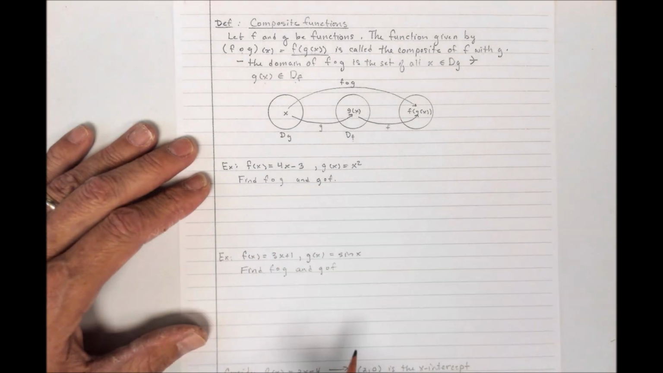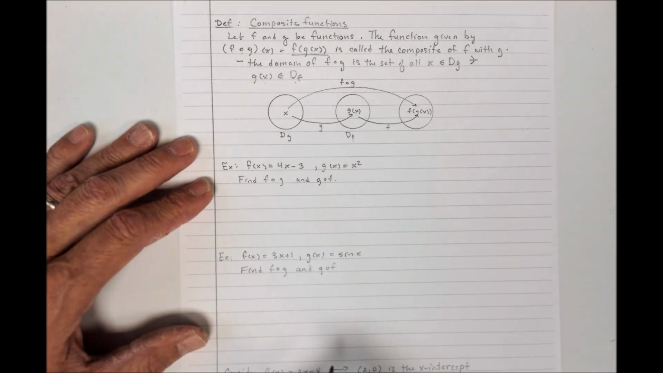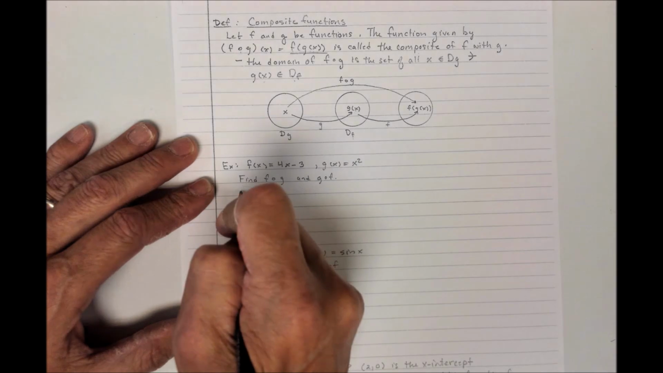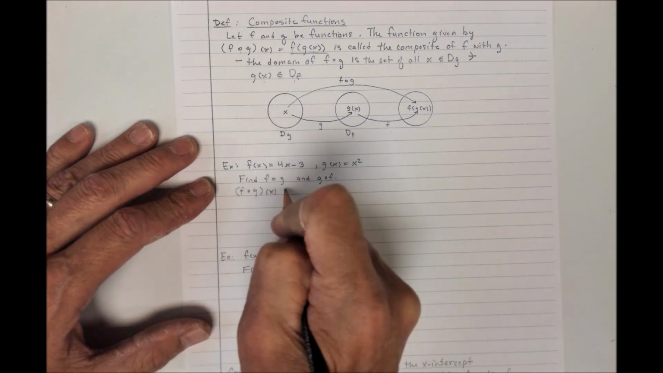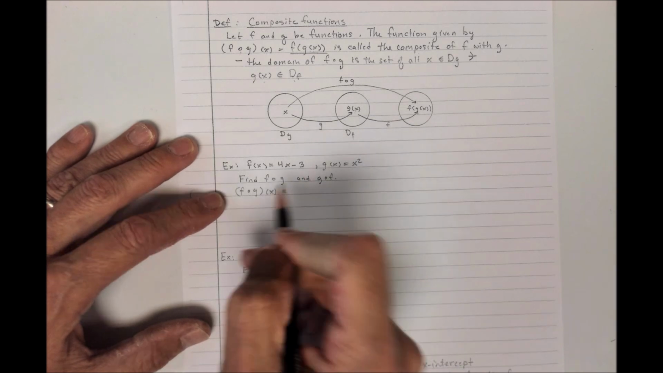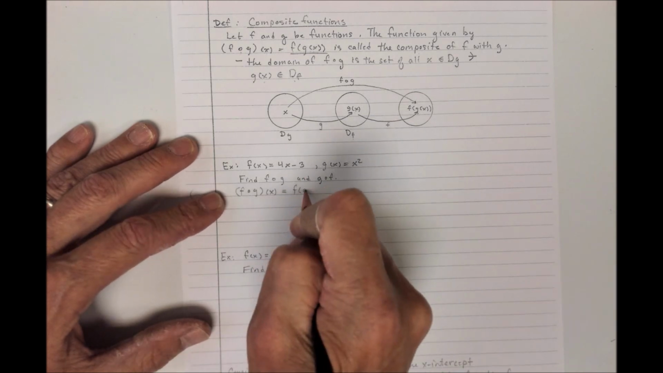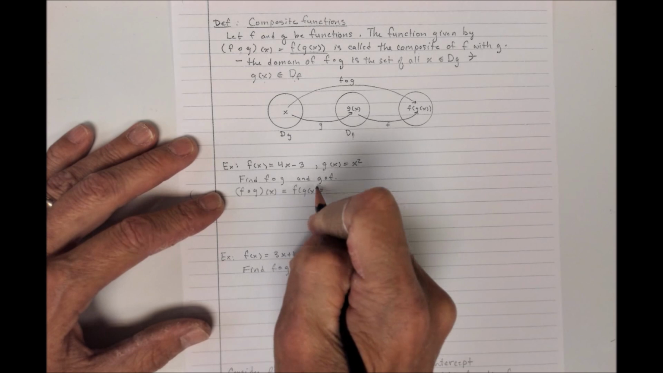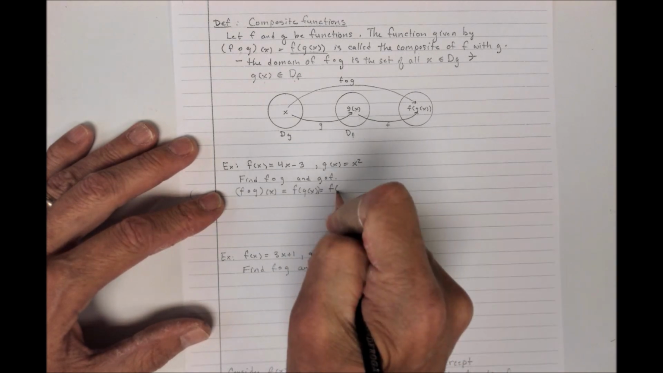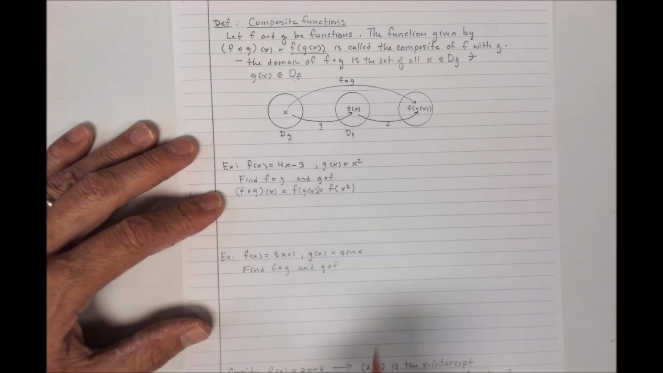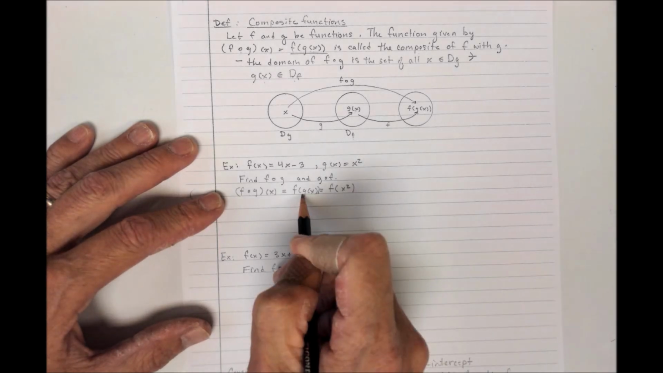By the way, composition is not necessarily commutative, so you have to be careful there. It's not going to always be the same. In fact, usually it's not. So we'll start with f circle g of x, which is f of g of x, and g of x is x squared.